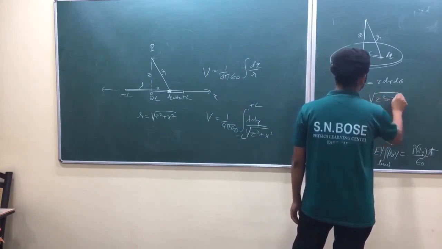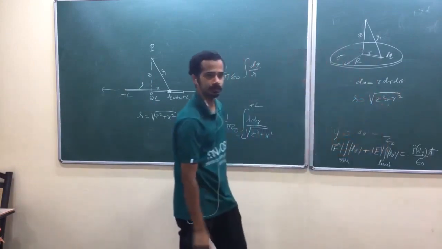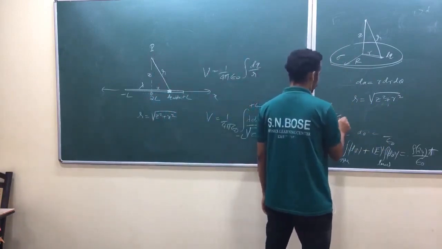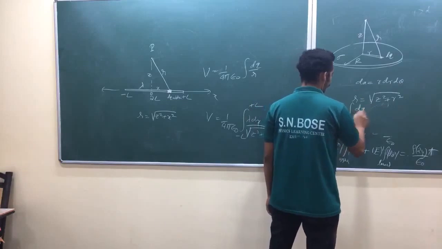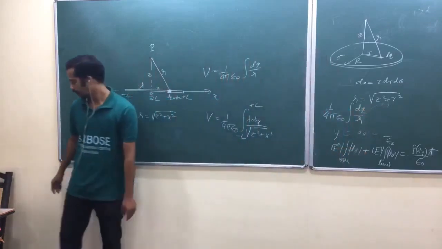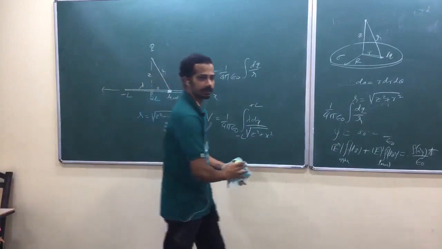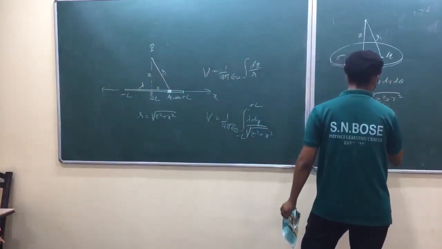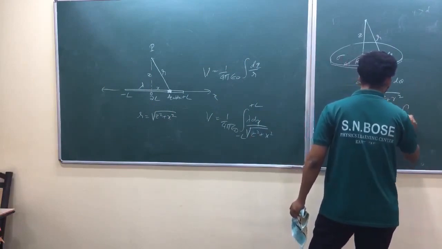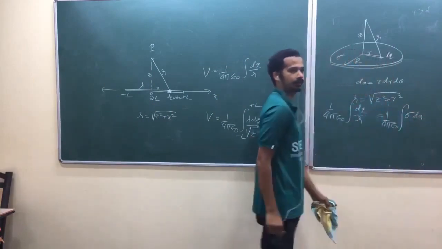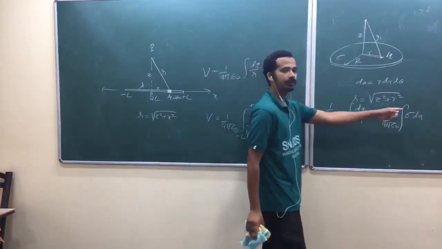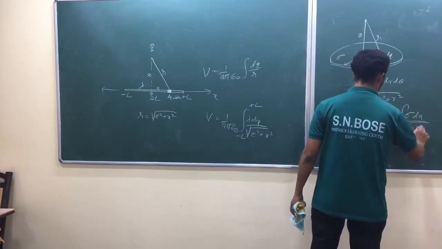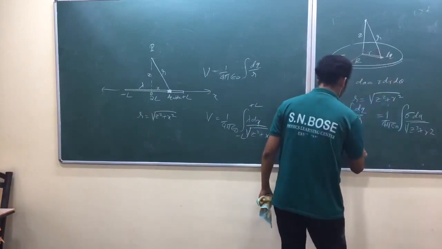Root of z square plus r square. z is constant, r is variable. So now you have 1 by 4 pi epsilon naught integral of dq by R. Am I right? What is dq? Sigma dA. Sigma is charge density. 1 by 4 pi epsilon naught integral of sigma dA. Charge per unit area into area, and it is uniform. So root of z square plus r square.